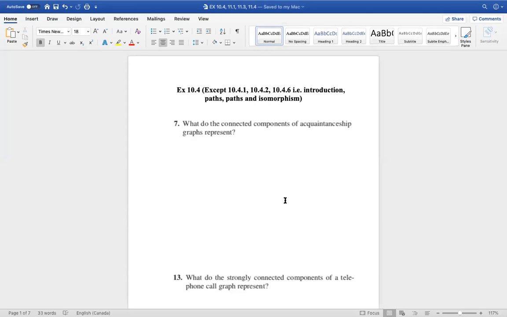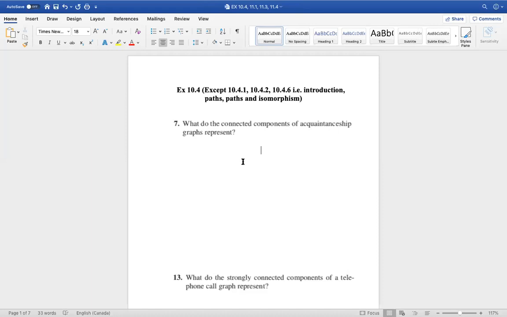Okay, so this is exercise 10.4. We won't be doing 4.1, 4.2, and 4.6, which are introduction, paths and isomorphism. Our first question is question 7 from this exercise: what do the connected components of acquaintanceship graphs represent? I'm assuming you already know what an acquaintanceship graph is.